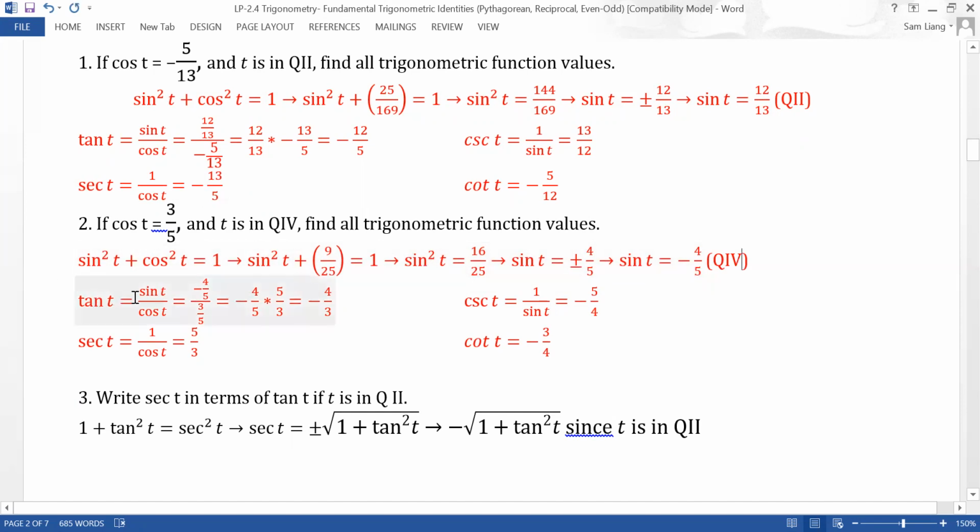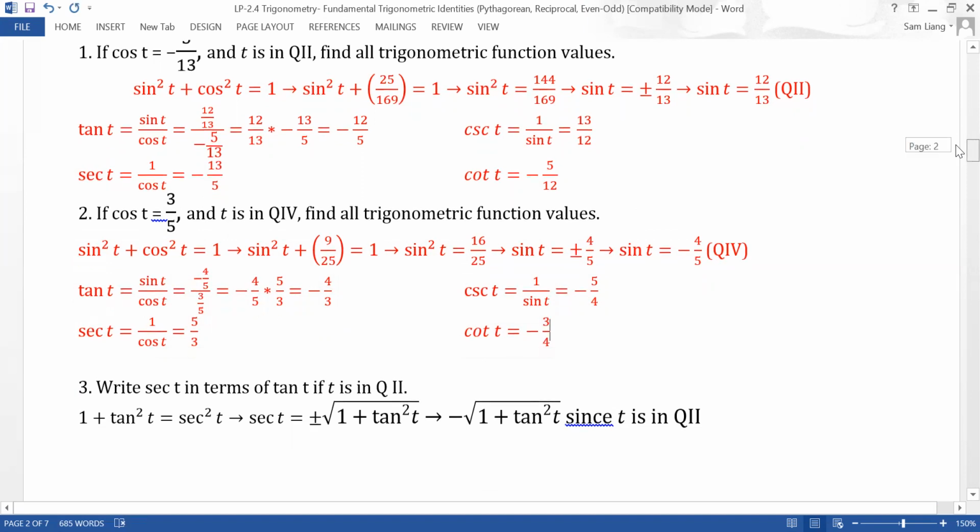All right, tangent is next. Sine over cosine, we get negative 4/5 divided by 3/5. So negative 4/5 times the reciprocal, 5 over 3. 5 divides out, you get negative 4/3. All right, next we have cosecant, which is 1 over sine. So just take the reciprocal. We get negative 5 over 4. Secant is 1 over cosine. We get 5 over 3. Then cotangent is the reciprocal of tangent. We get negative 3/4. Okay, those are your answers for question number 2.